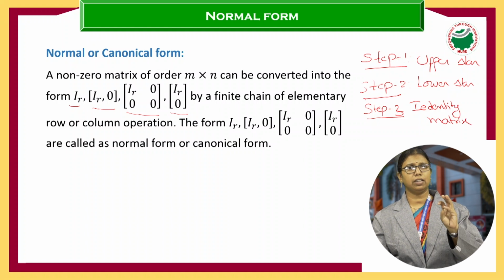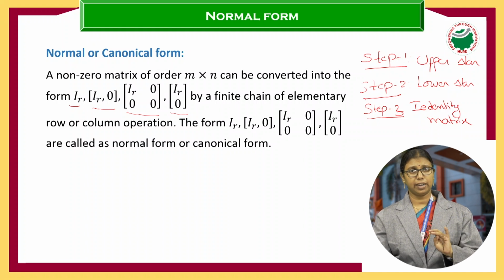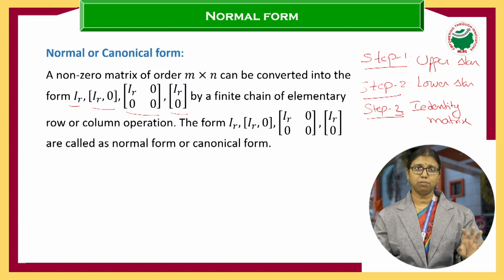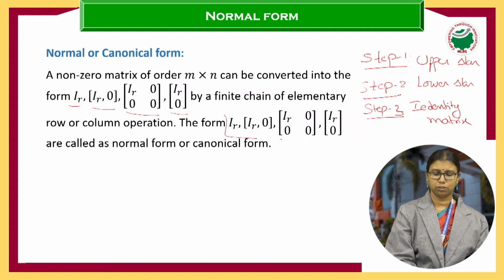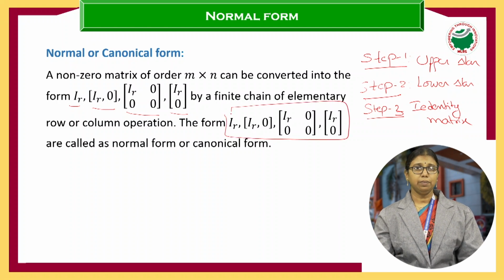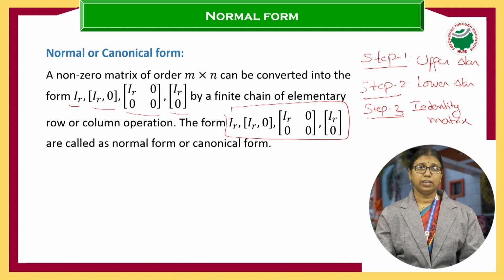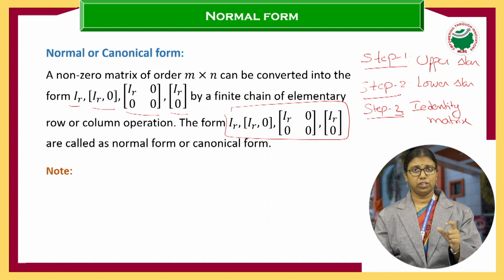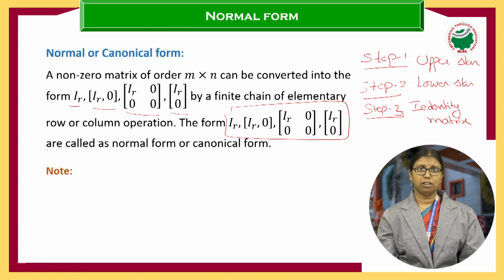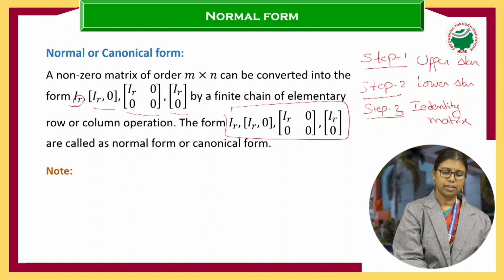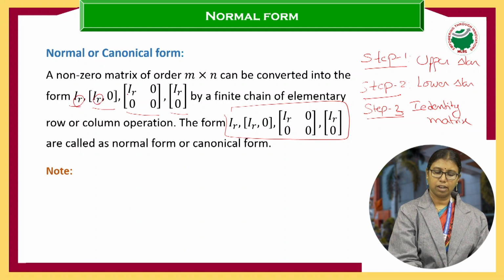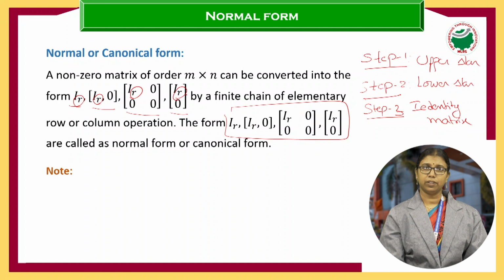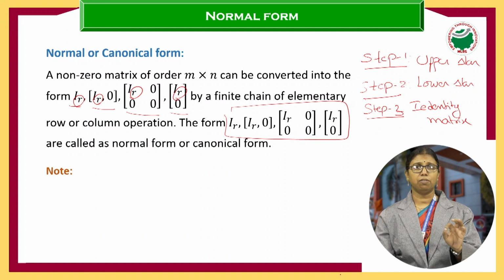In step 1, you convert the matrix to upper triangular. In step 2, you convert the matrix to lower triangular. Then in step 3, you convert the matrix to identity form. Once you get the identity form, then definitely you will get any one of these 4 forms of canonical form. Then once you get the canonical form, you can define the rank of the matrix as the order of the identity matrix in the canonical form. In all these 4 canonical forms, the identity matrix order is R, so we can say that R is the rank of the matrix.